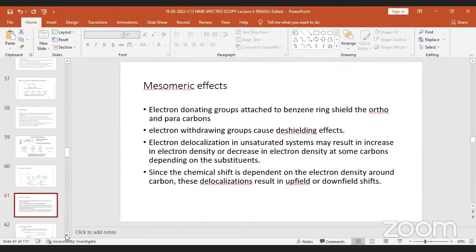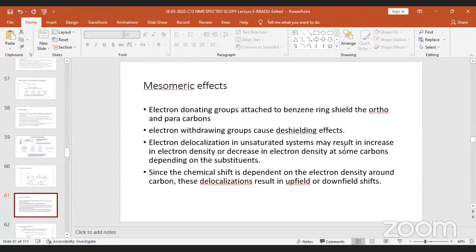Next is mesomeric effects. Electron delocalization effects. When an aromatic ring or any doubly bonded system or triply bonded system is attached to electron releasing or electron withdrawing groups, what happens? That will change the electron density around the carbons. For example, electron donating groups attached to a benzene ring shield the ortho and para carbons. Why? Because electron donating groups in the benzene ring increase the electron density at ortho and para positions. So increased electron density means what? Increased shielding. Therefore, they will be shifted upfield.